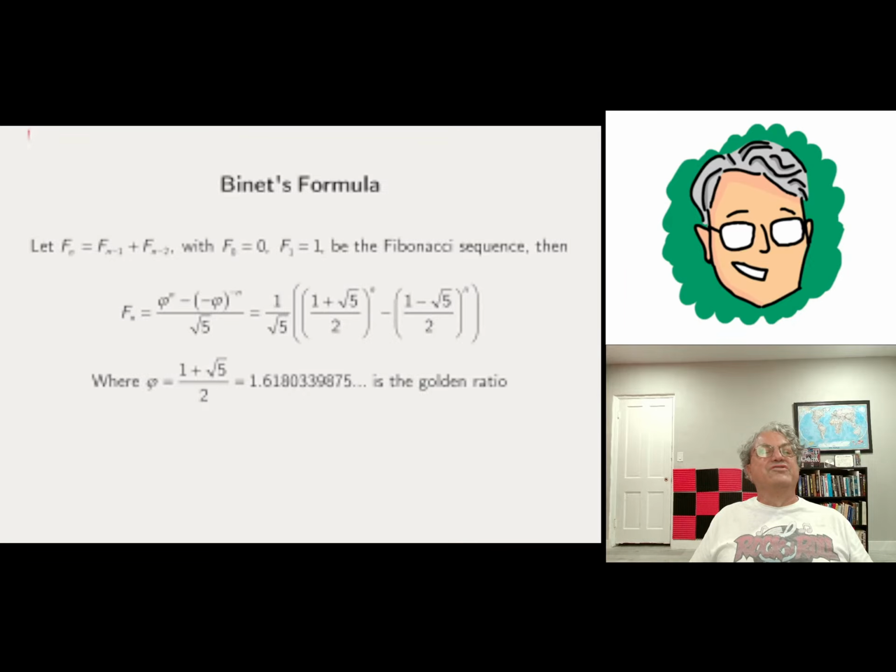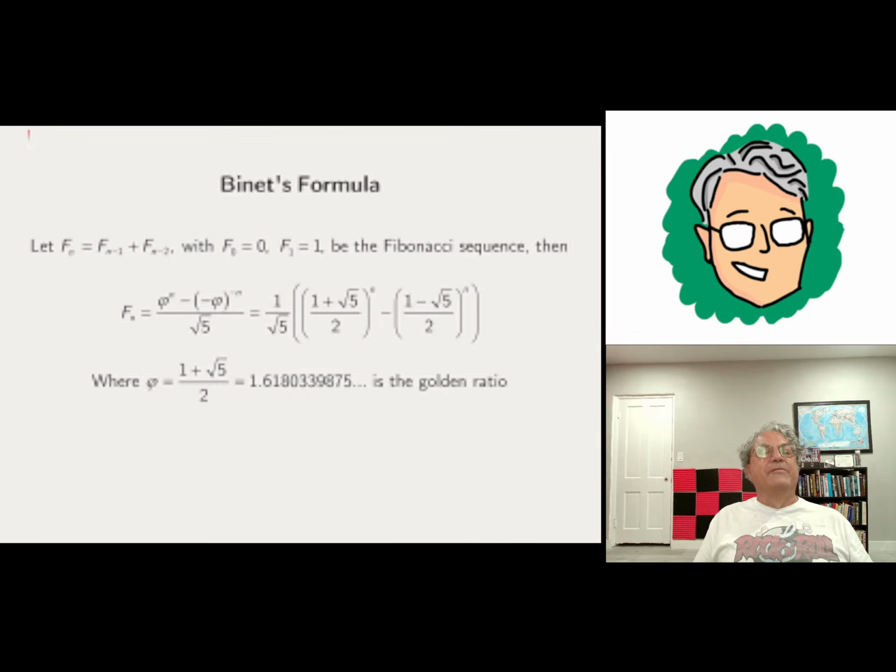There's a formula for the nth Fibonacci number, involving this funny symbol phi. That's a Greek letter phi. This is what's called the golden ratio, and it's equal to 1 plus the square root of 5 all over 2, or approximately 1.618. I think here they give you 10 decimal places. It's a quadratic irrational number, but it turns out that the nth Fibonacci number has a formula involving the golden ratio.